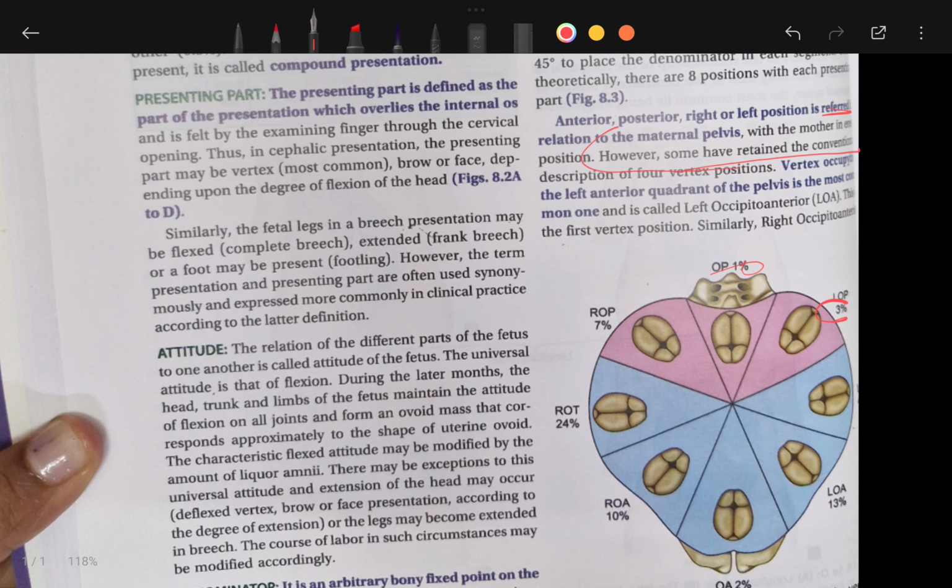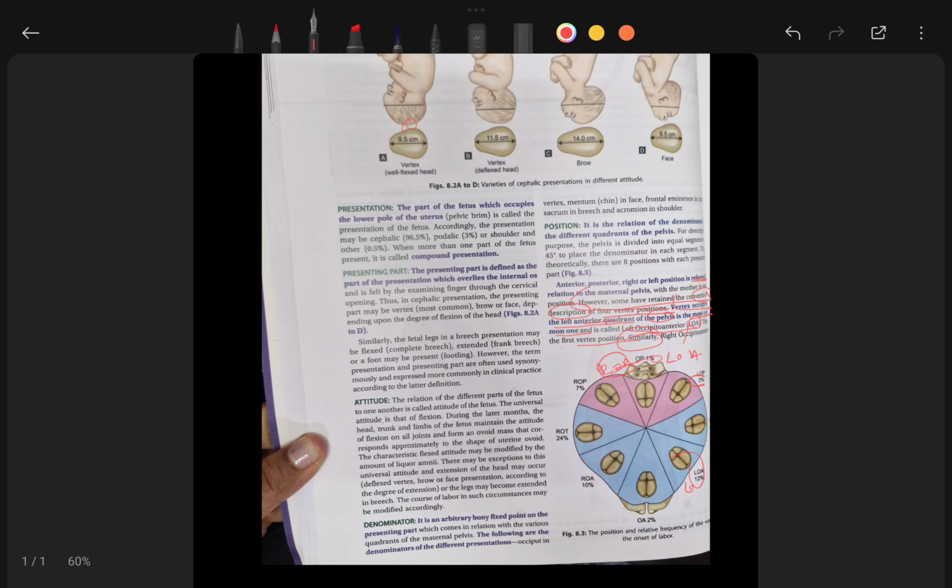However, some have retained the conventional description of only 4 vertex positions. Vertex occupying the left anterior quadrant of the pelvis is the most common one. Left anterior quadrant, this is the most common one, or left occipito anterior, which we represent as LOA. The first vertex position. Similarly, the right occipito anterior is there, and the remaining part I'll be saying in my next video, the next page in my next video.